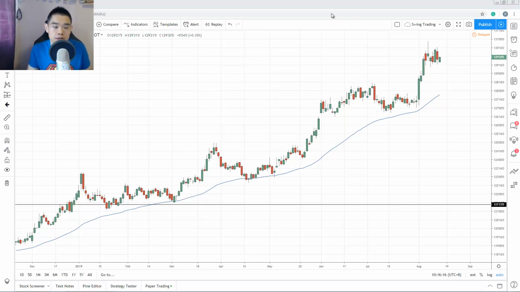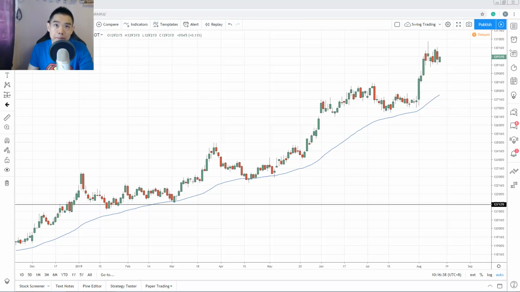Notice that it tested once, twice, thrice, this one almost a fourth time, and there's a good chance it could come back for a fifth time. So at this point, I don't want to be buying here. I don't want to be buying at these highs. Why? Because historically, the price action in this market tends to retest near the 50 period moving average.